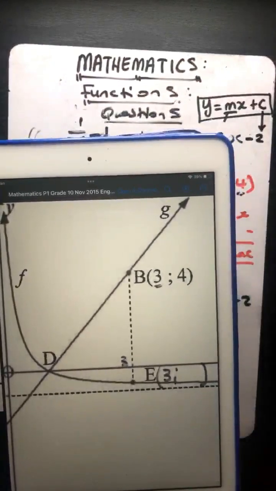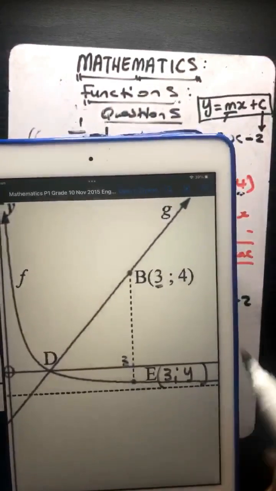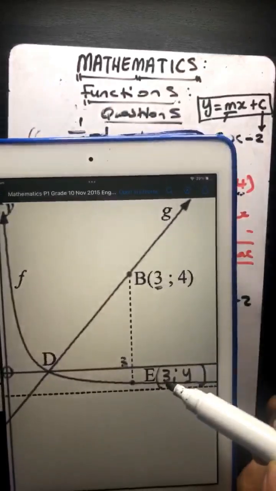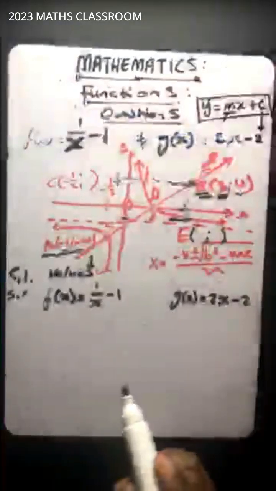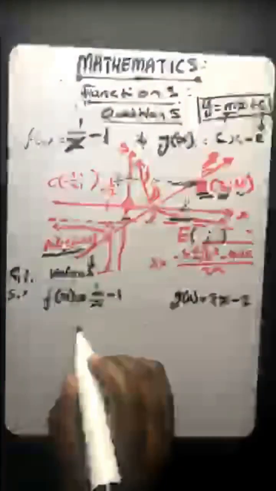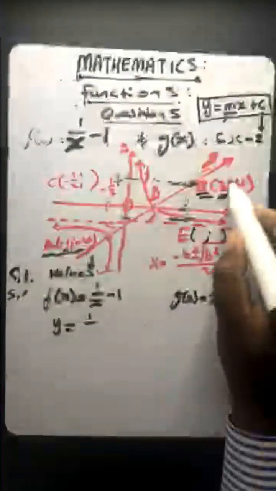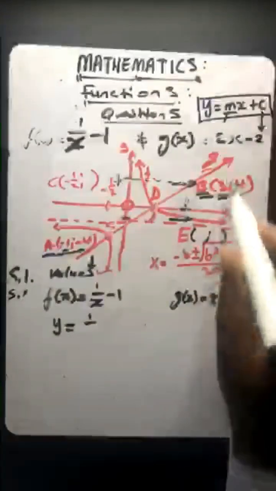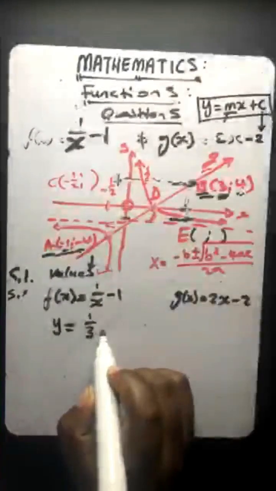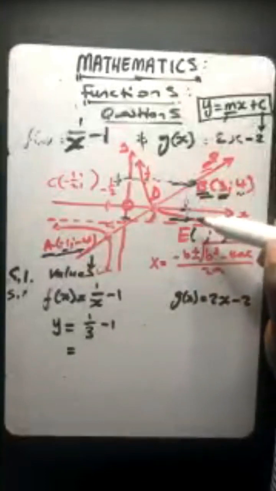That is why we can't use the distance formula, because we only know x is 3, but we don't know the y value, so we won't be able to substitute. But what you do in this case, you ask yourself, we know that our x value is 3, so you substitute it into the function where that point E is.